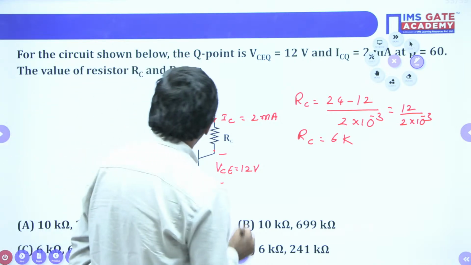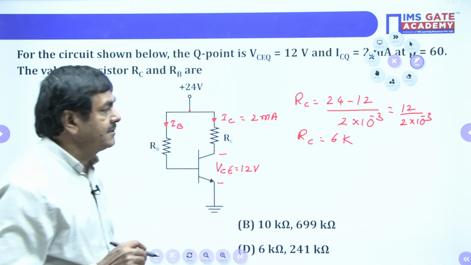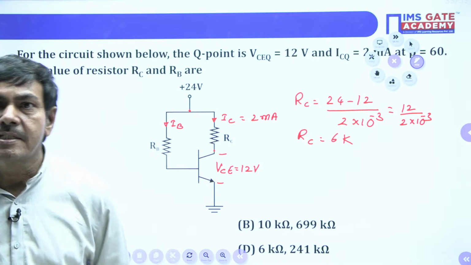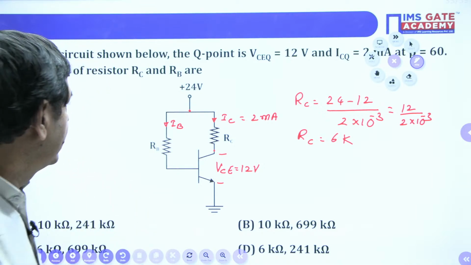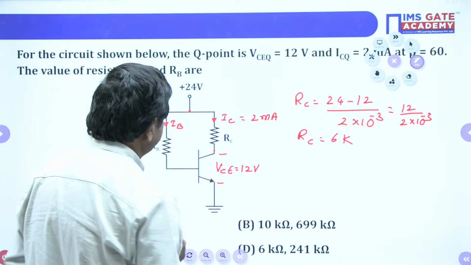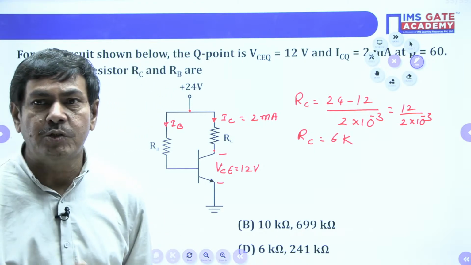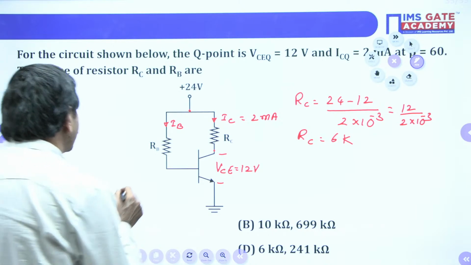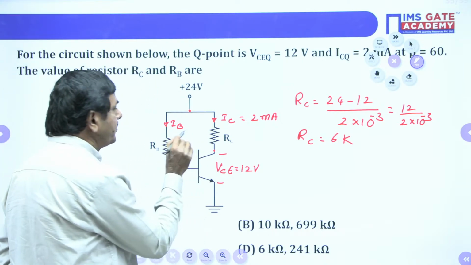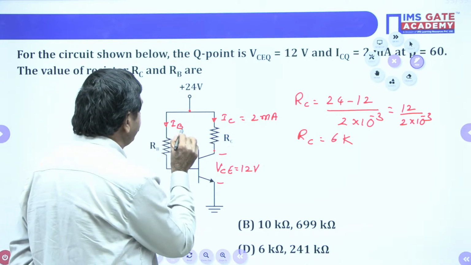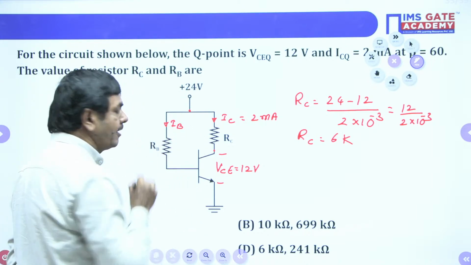Now you try to find the RB value. I got the RC value. You try to apply the methodology and find what RB we can get. How can we get RB? Initially we need to know IB. Base current is more important; without base current we can't do it. First find the base current. Once you have the base current, you can measure the RB value.